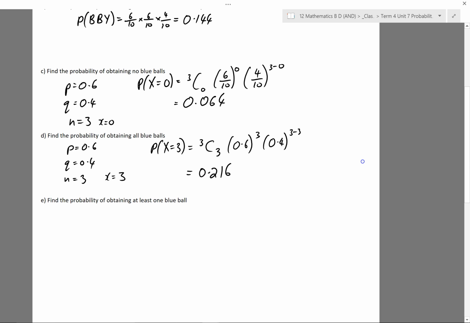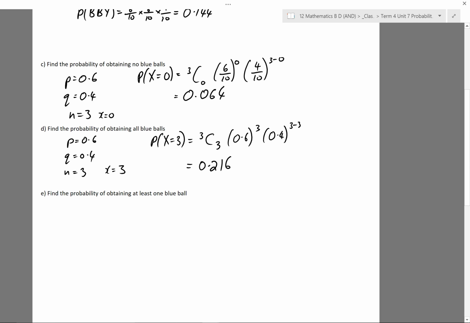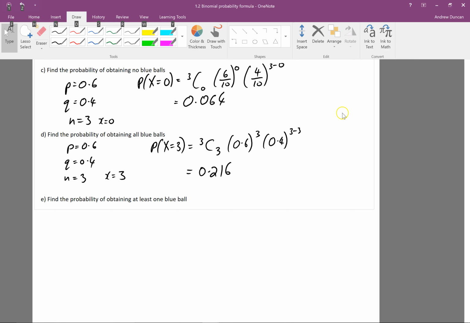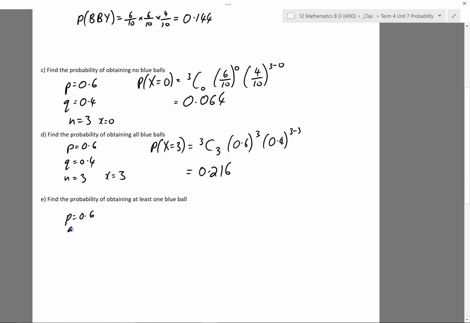Finally, find the probability of obtaining at least one blue ball. So a few different ways you could go about doing this. We could have the same P, the same Q, the same N, and do x equals 1, x equals 2, x equals 3. It would be a lot of work. Alternatively, I could just know that probability of obtaining at least one blue ball is the same as all the probabilities except getting 0, which I've already calculated previously. So there we go.